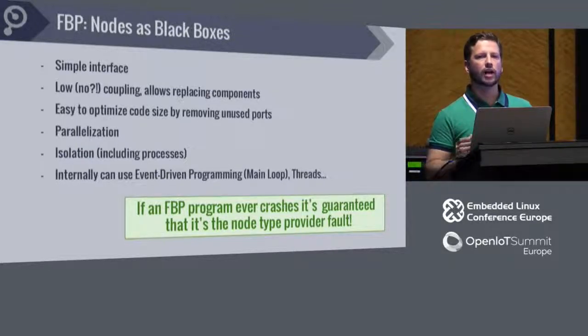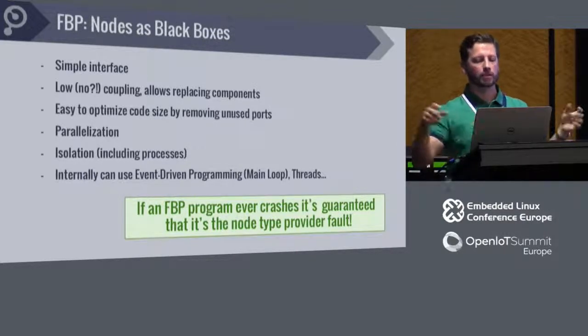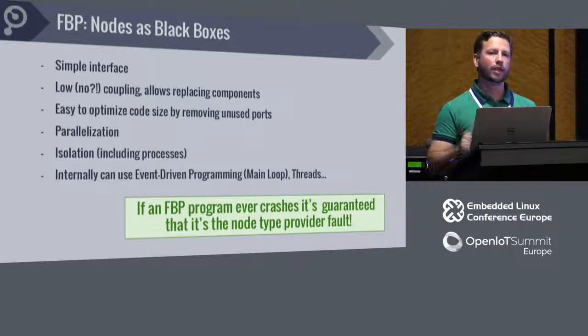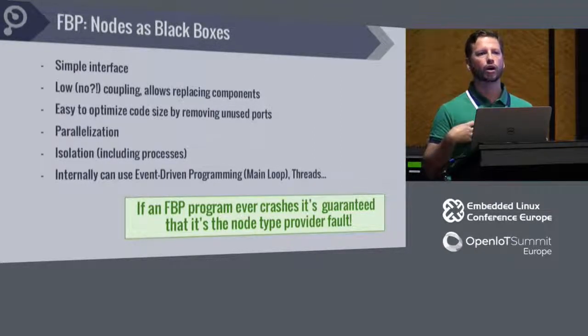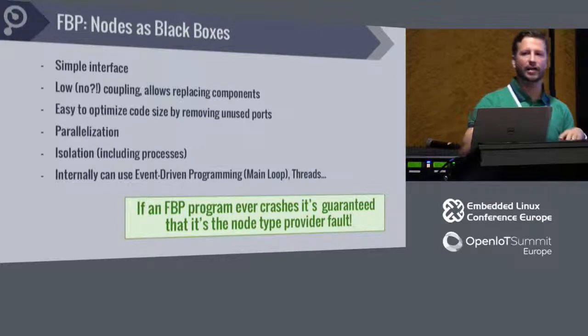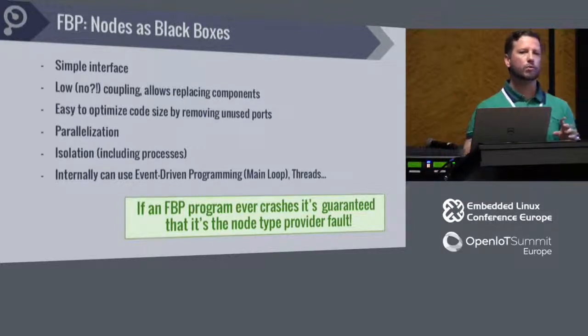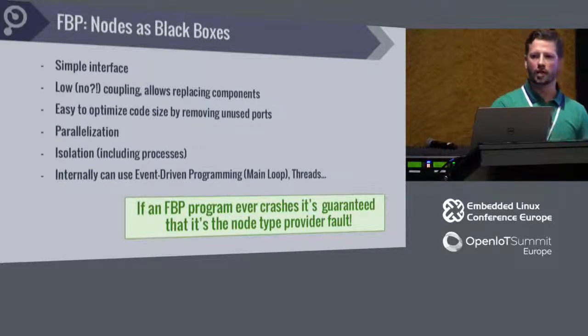And internally, as the node is a black box, you are allowed to use whatever you need. So I need threads. Okay, do threads. The only constraint is that you need to cooperate with the packets and deliver them from the main thread. Okay? And one nice thing is, if an FBP program crashes, it's guaranteed to be the node's fault. So the author of the node. On the other hand, you can see this from a different perspective. It's impossible for the user to crash your node type if you did proper testing.